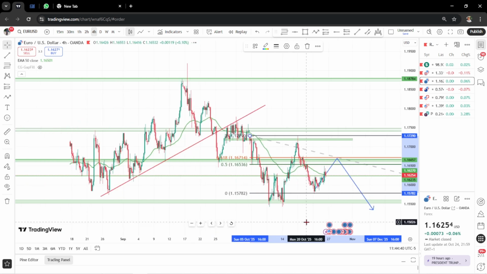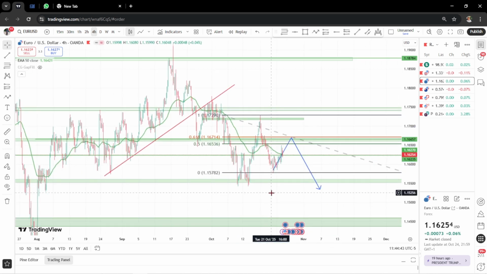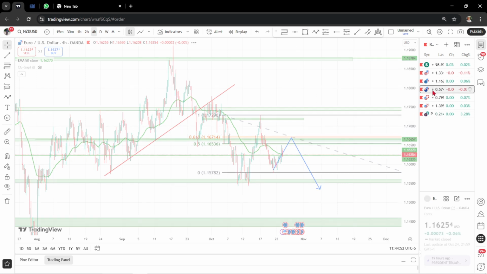So for now on EURUSD, I am bearish. As long as the market comes back to this level and rejects off this level, I'll be going short.